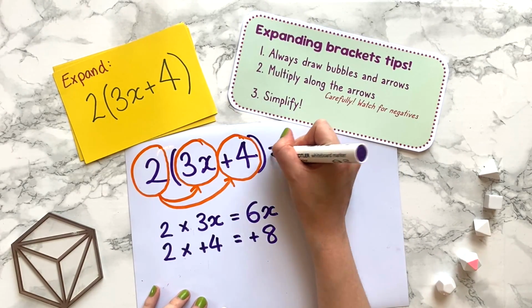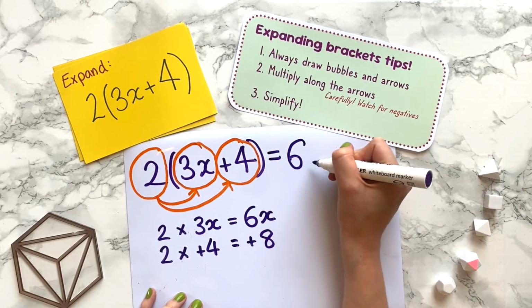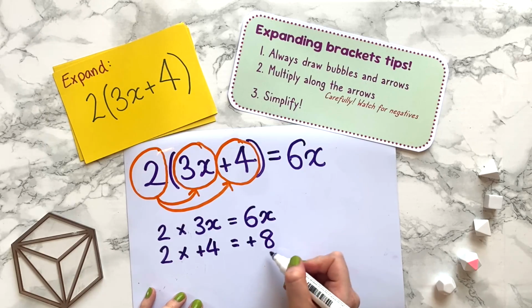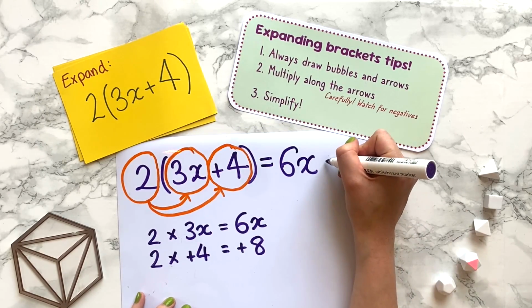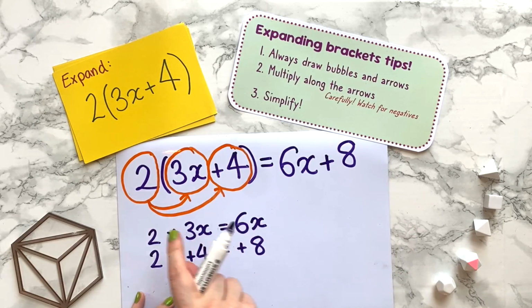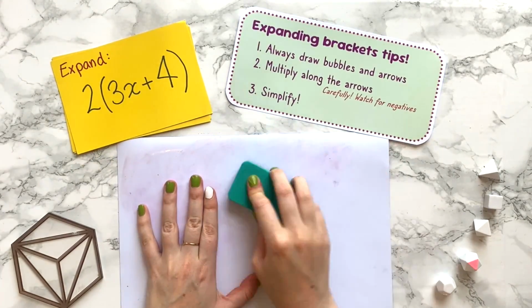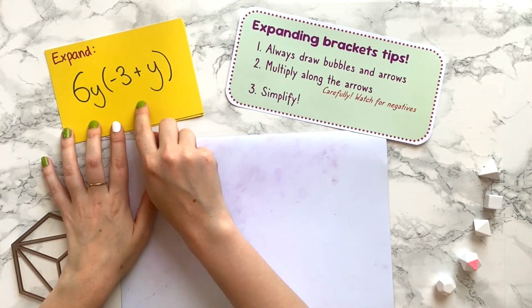So this expanded is just these two things put together. It's a 6x plus this thing here, and we've already got the sign here, so that's fine just to write as is. So 6x and the plus 8. This expression expanded, 6x plus 8. Let's try that on another expression. Let's now expand this expression.